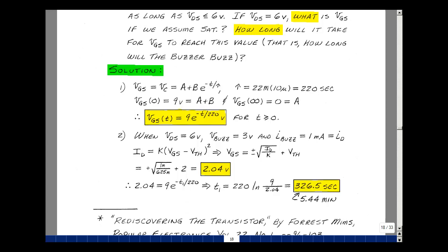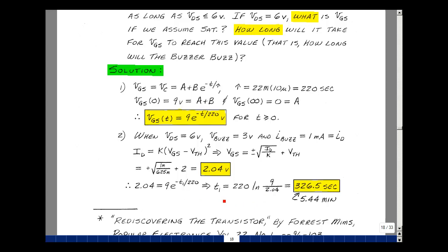Let's take this equation and determine the time t it takes to drop from 9 volts to 2.04 volts. Let this equal 2.04, and we'll say that t is equal to some time t1. And now let's solve this. Let's take this on this side of the equation, so I have 9 divided by 2.04. Bring this on this side of the equation, which is e to the plus t1 over 220. Then take the natural log of both sides of the equation, and you'll get the natural log of that ratio, and then cross multiply by 220, and that's the value of t1.